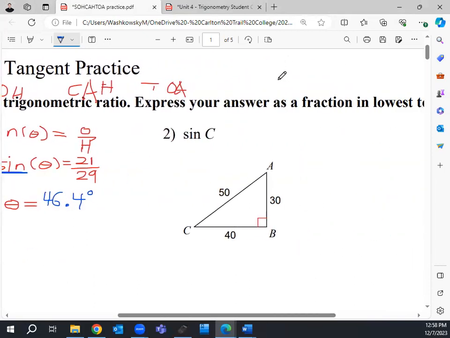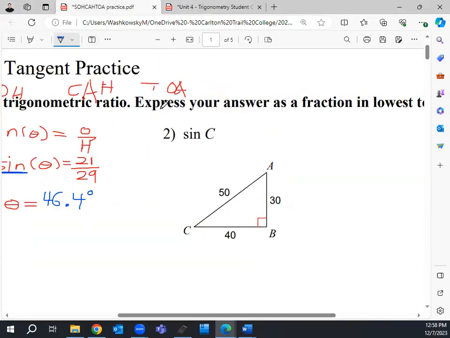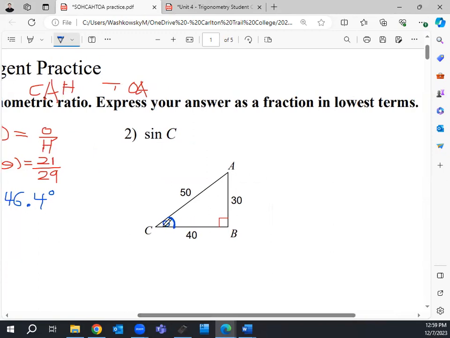So my first step is I need to label my triangle. So first off, what angle am I trying to find? C. So that's this one here. I'm putting this little curve here to show that. You can put the theta in there as well. That works. So this is the angle I'm trying to find.